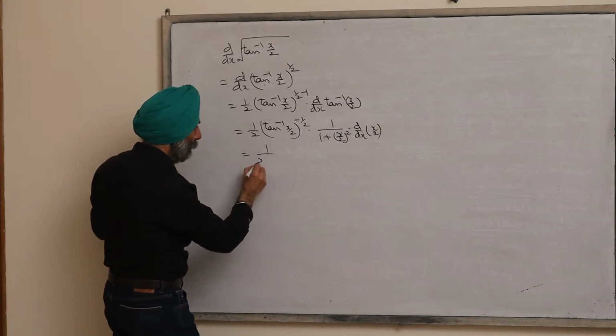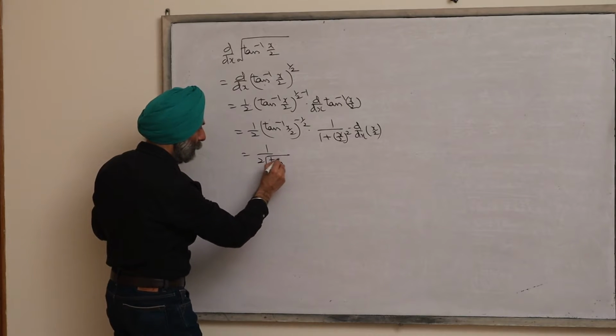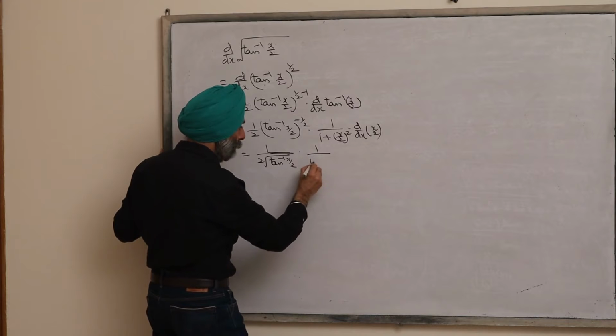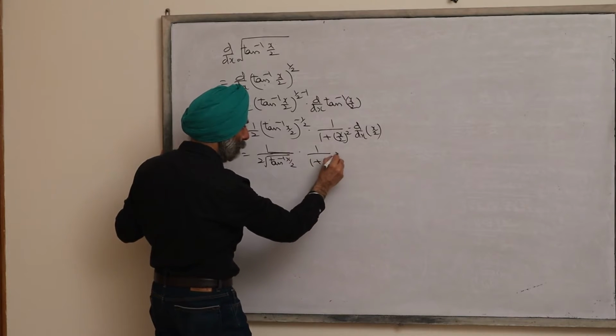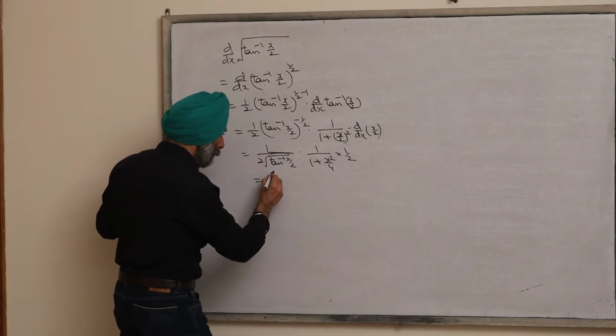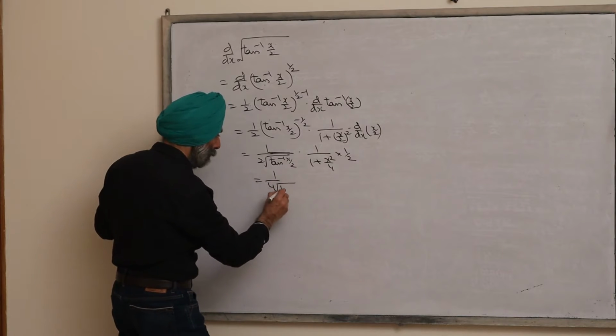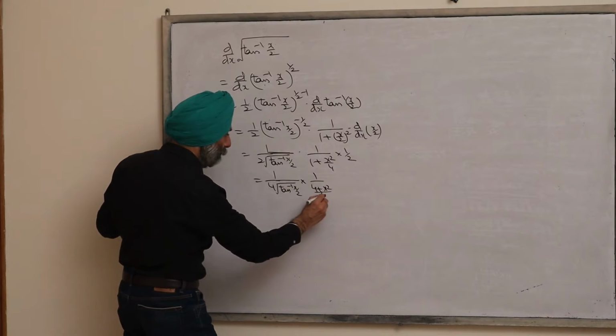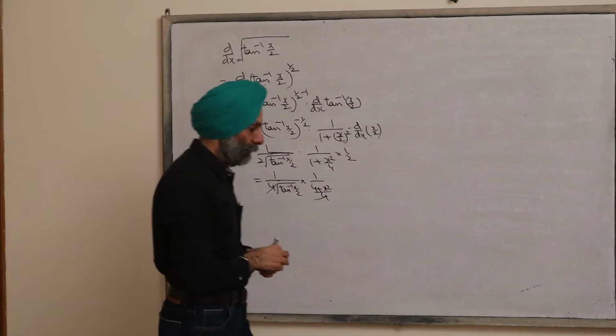So it is 1 over 2 times under root of tan inverse of x by 2 into 1 over 1 plus x square by 4 into half. What is that? So it is 1 over 4 times under root of tan inverse of x by 2 into 1 over 4 plus x square by 4. So this is the answer here.